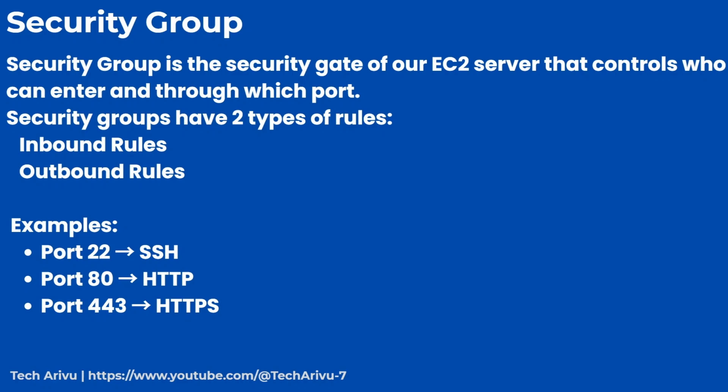The inbound rule controls the traffic which is coming into the EC2 instance, and the outbound rule consists of the response that is sent out of the EC2 instance. Common examples are port 22, which is the SSH port, port 80 for HTTP website access, and port 443 for secured HTTPS traffic.